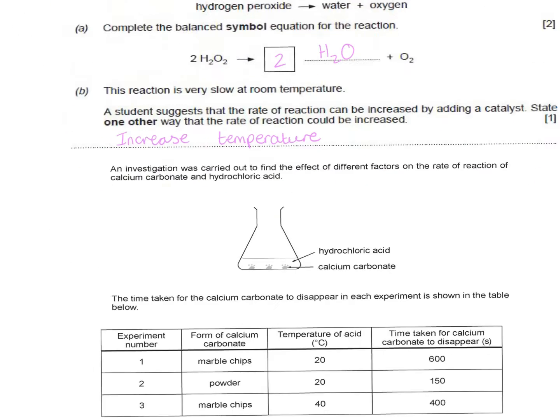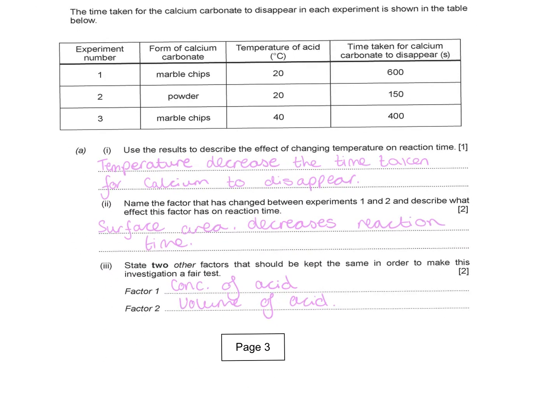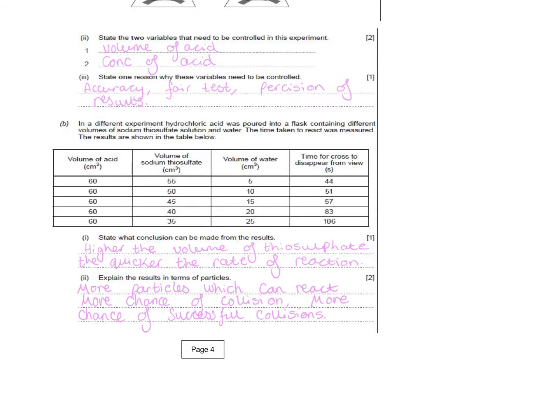State other ways in which the rate of reaction could be increased. He could increase the temperature. Use the results to describe the effect of a change in the temperature. Increasing temperature decreases the time taken for the calcium to disappear. Name a factor that could be changed in the experiments between 1 and 2 and describe the effect this has on reaction time. Surface area: increasing it decreases reaction time. Other things that need to be kept the same: concentration of acid, volume of acid.